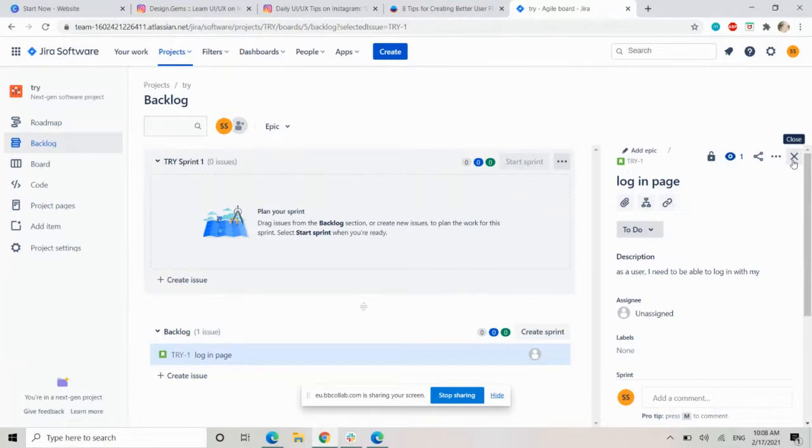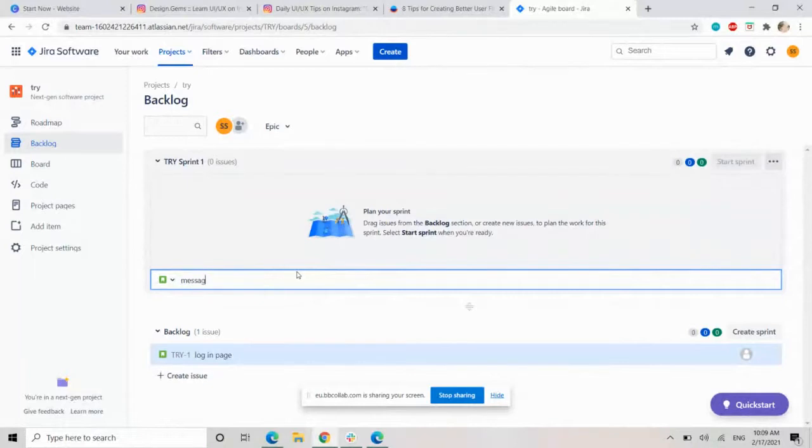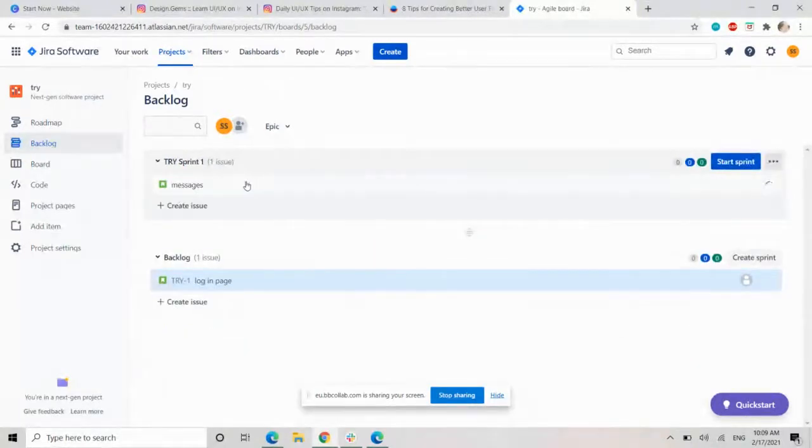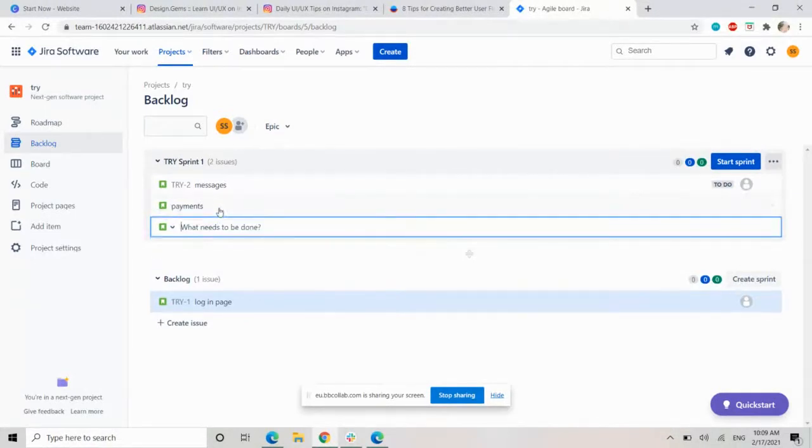So we can create another story, maybe, Shama, for messages. That could be another story: a messaging system or something like that. Another could be payments, and all the things that they usually need. And remember, the way to write the stories is, as a user, I need to be able to do this and that. It doesn't mean that for every story you have to follow the same format. The idea is that you get the point of view of the user. So you can change the language, but always keep in mind the point of view of the user.